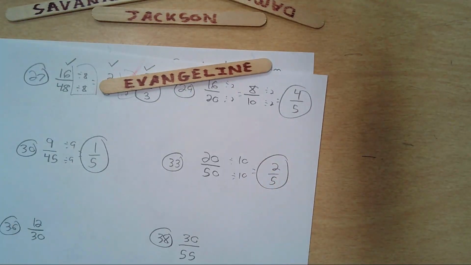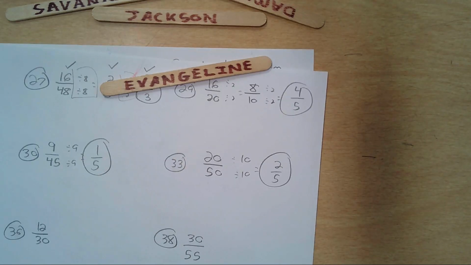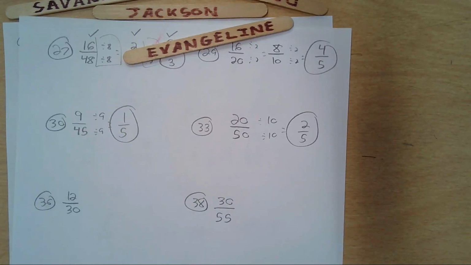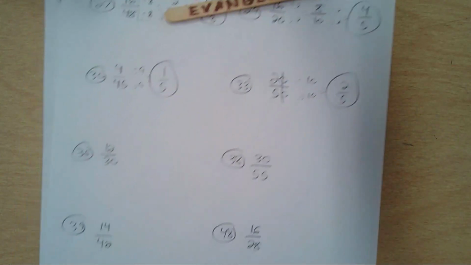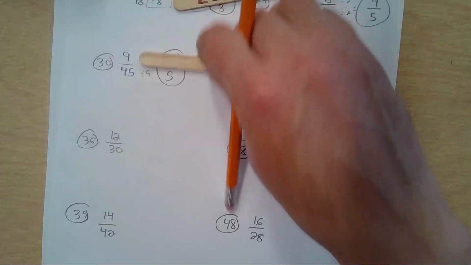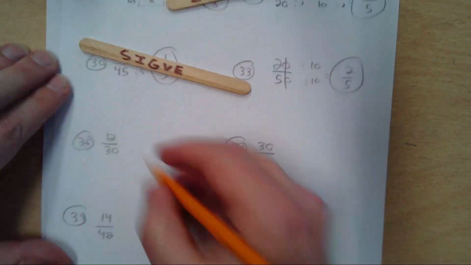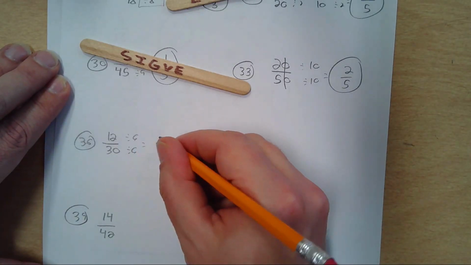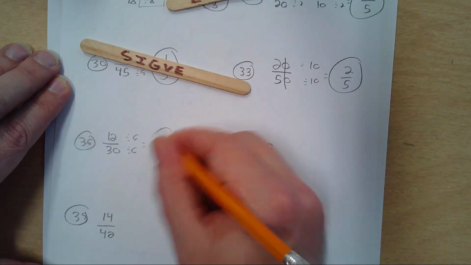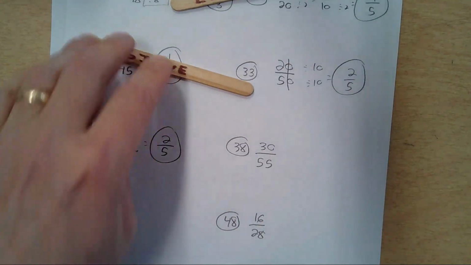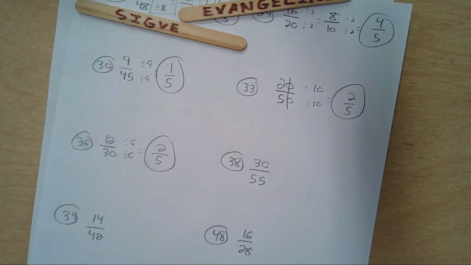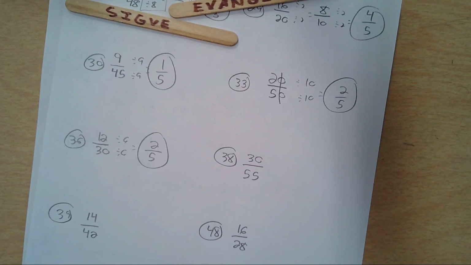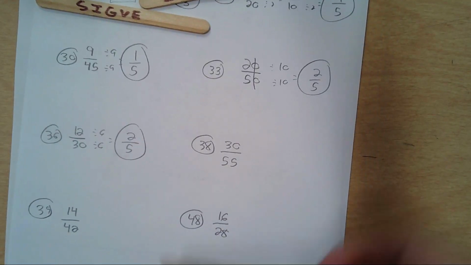Right. You could have divided by 2, then 5. I mean, realistically, dividing by 10 is one of the easiest things to see. Right, divide by 10, and we're done. 36, Sig. I divided by 6. Yep, so 12 has 2 6s, and 30 is 5, so 2/5. And again, 2-step, divide by 3 then by 2, or divide by 2 then by 3 would work.